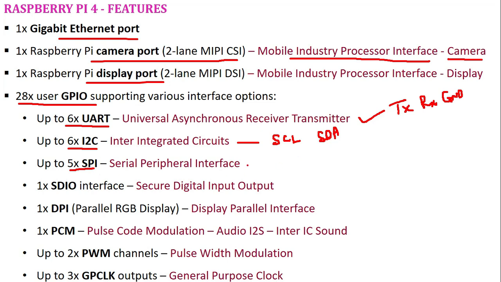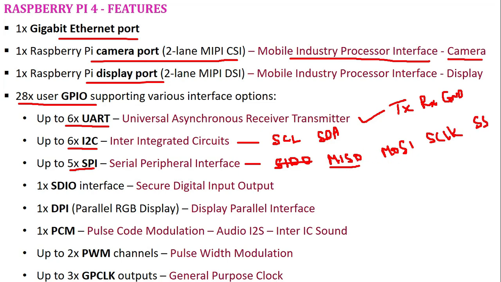SPI is a 4-wire protocol where I have MISO and MOSI. MISO stands for master input slave output, and MOSI stands for master output slave input. Then we have a serial clock, and then a slave select line. So it's a 4-wire protocol.